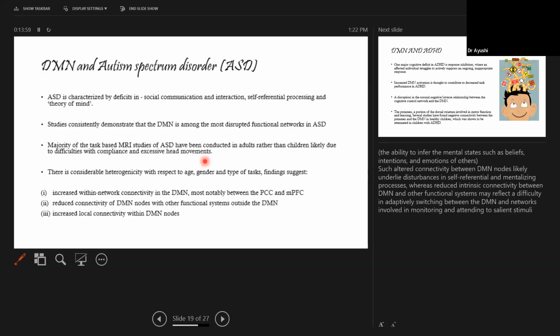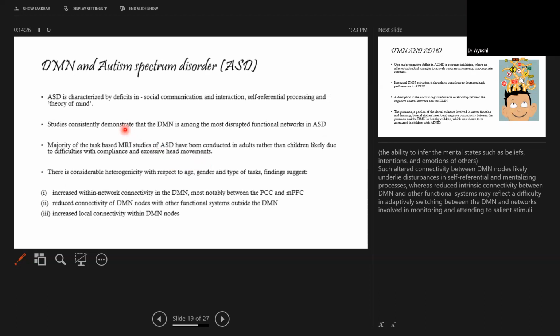Now, DMN and autism spectrum disorder. Autism spectrum disorder, we all know, is characterized by deficits in social communication and social interaction, non-verbal communication, increased self-referential processing, and the theory of mind. The theory of mind refers to the ability to understand the mental states and emotions of others. So these aspects, we know, are deficits in autism spectrum disorder.